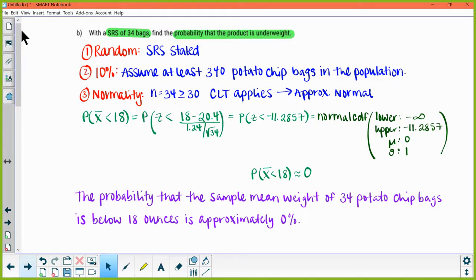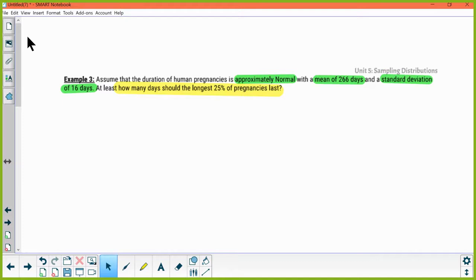For example 3, we are going to assume that the duration of human pregnancies is approximately normal. That's nice because I'm not going to have to check normality, with a mean of 266 days and a standard deviation of 16 days. Remember, this is just a mean and standard deviation for one individual. At least how many days should the longest 25% of pregnancies last?